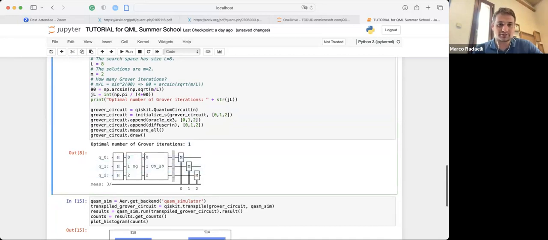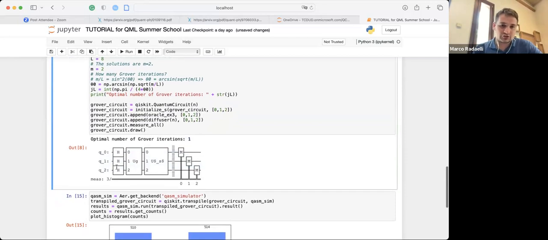Now, how does the circuit behave? So initial Hadamards, Grover oracle, phase oracle, reflection around the initial state psi naught. And then at some point, I just measure on the computational basis. Right? Any questions up to this point?